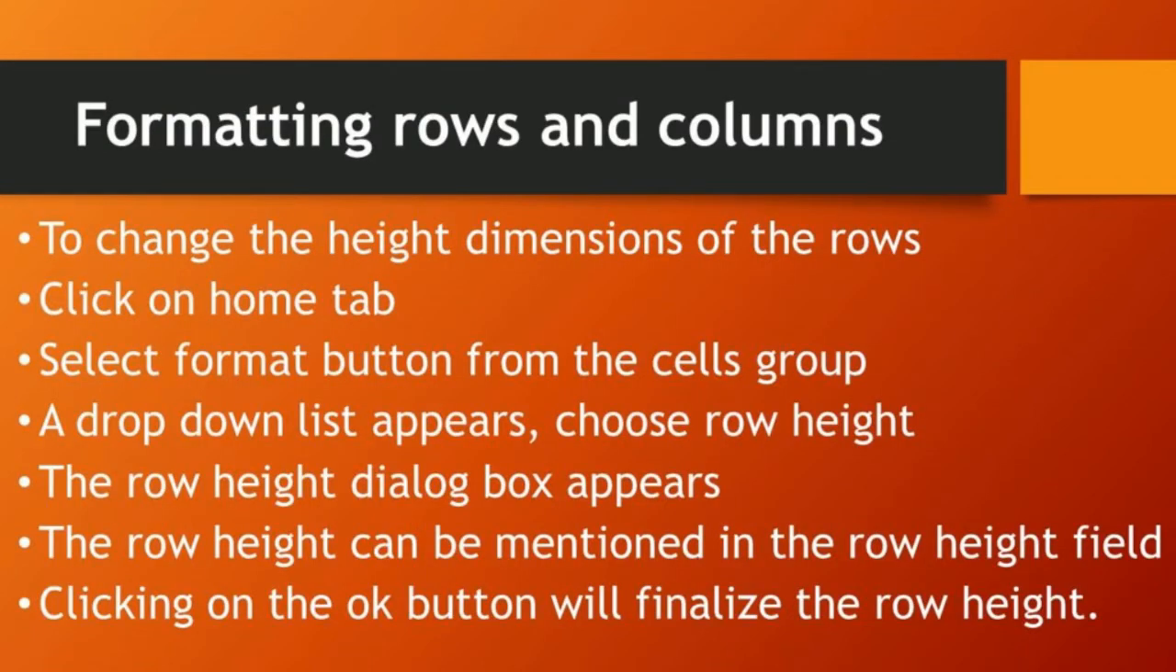Formatting rows and columns. Row height and column width can be altered for the data to fit in. To change the height dimensions of the rows, click on Home tab, select Format button from the Cells group. A drop-down list appears. Choose Row Height. The Row Height dialog box appears. The row height can be mentioned in the Row Height field. Clicking on the OK button will finalize the row height. The row height is measured in terms of points. Similarly, the column dimensions can also be changed.